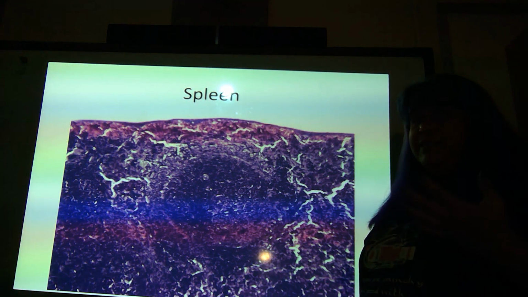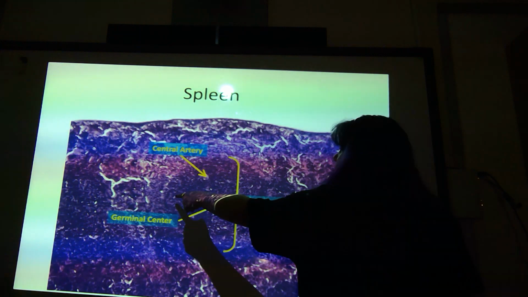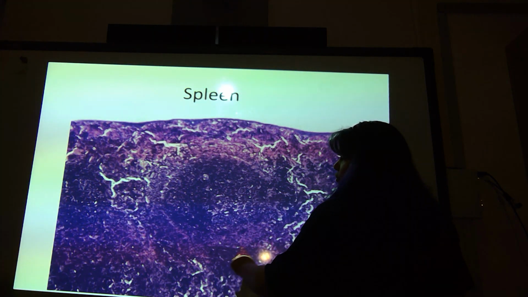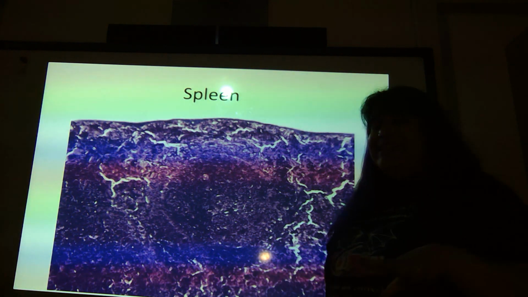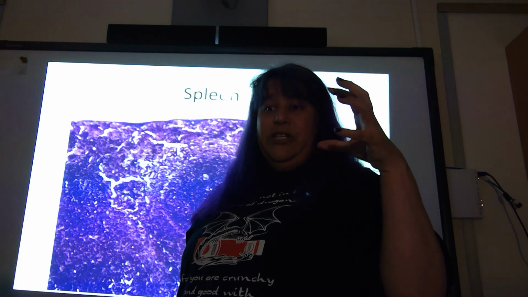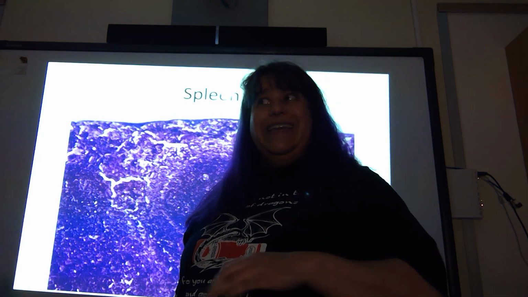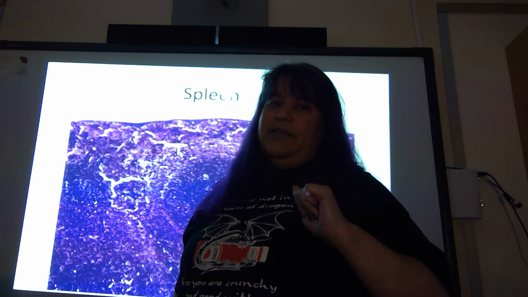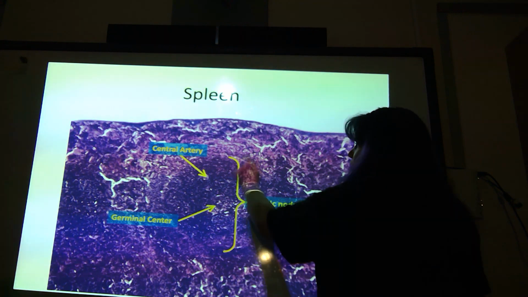Looking at the slide or the histology for the spleen, you've got these things here, these circles. See that circle right there? Anything that is lymphatic tissue is going to have this little bundle. It's actually a sphere of cells, and it's called a lymphatic nodule. Anything that is lymphatic tissue has a lymphatic nodule. So that circle that you see is the lymphatic nodule.